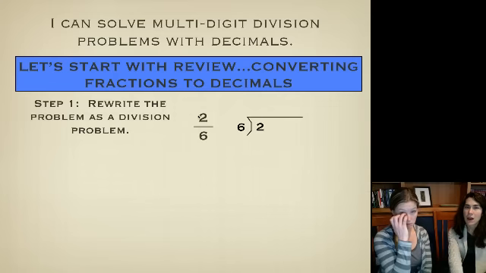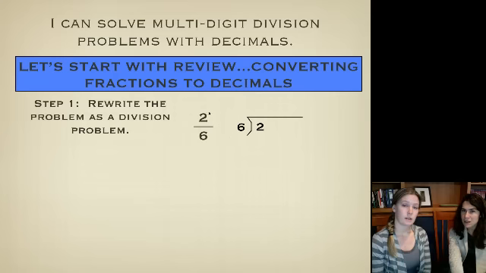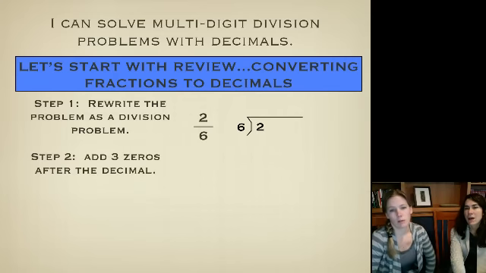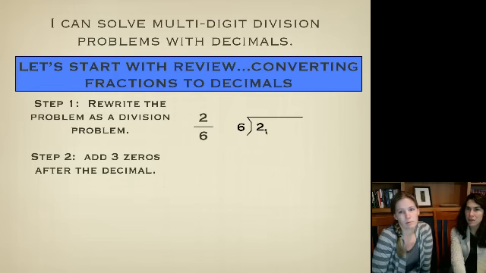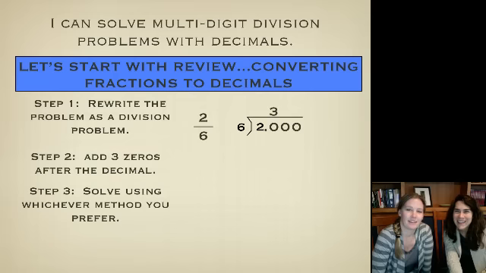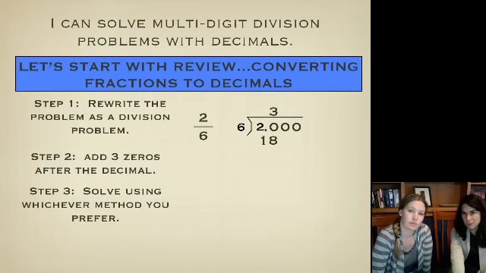Looking here, 2 over 6 should now look like this. The numerator goes in the division symbol here. Hopefully you remembered 2. I'm going to have my decimal here and add on my 3 zeros. Since we know that 6 can't go into 2, we're going to look at 6 going into 20. We're not going to worry about that decimal right now. Solve using whichever method; digit by digit is the way I prefer. 6 goes into 20 3 times without going over, and we get 18. We're going to subtract again, and we get 2.